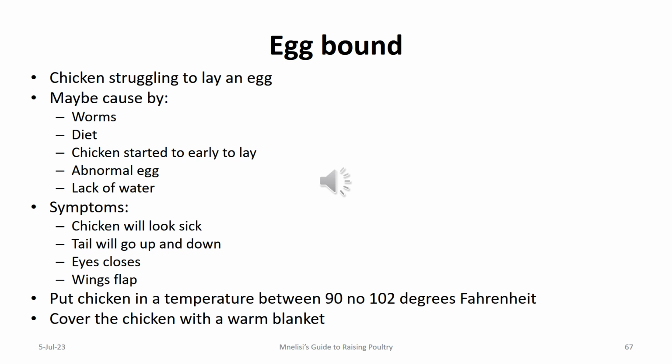Egg bound. This is when a hen is failing to lay an egg. This might be caused by worms, diet, a chicken starting to lay early, an abnormal egg, or a lack of water. The symptoms are as follows. The chicken will look sick, the tail will go up and down, eyes close, and wings flap. You need to take the chicken into an ICU and put the temperature between 90 and 102 degrees Fahrenheit and give it water.